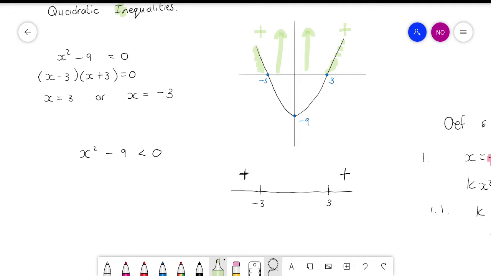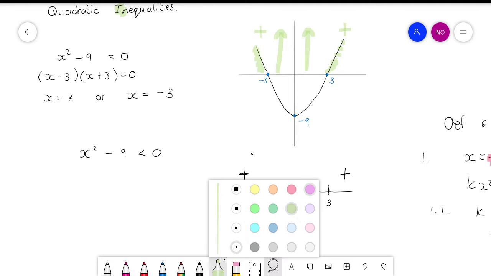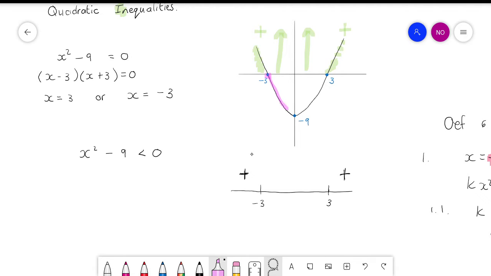So, from negative 3 all the way to 3. That part of my parabola is a negative parabola. Do you see it is under the x-axis? So under the x-axis means negative. In other words, for the interval from negative 3 to 3, we have a negative parabola. Okay, so do you see the top thing and the bottom thing is exactly the same. They give me exactly the same information. One is just a parabola and the other a number line that just has a plus minus plus.